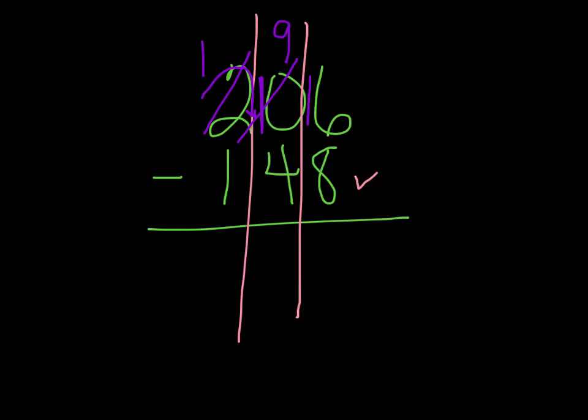So 16 minus 8 is 8. 9 minus 4, I can subtract because my bottom's not bigger, so 9 minus 4 is 5. And then 1 minus 1 is 0. I don't have to write my 0 down, so my answer is 58. And we can add to check to make sure our answer is correct.